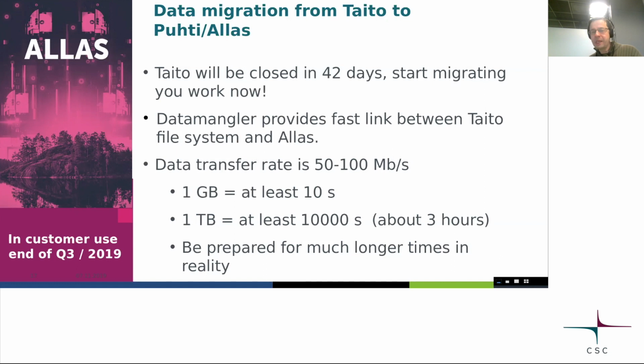It's a kind of extra server which is linked to the Taito disk environment and which has a faster connection to Allas than the main Taito nodes. So you should use that for moving your data from Taito to Allas. The data transfer rate in practice is something like 50 megabytes per second or even less, but can be over 100 megabytes per second also.